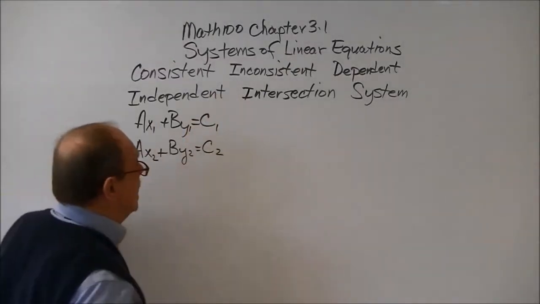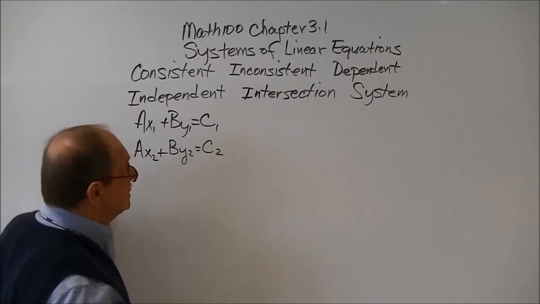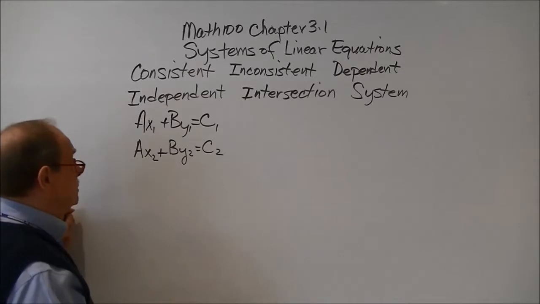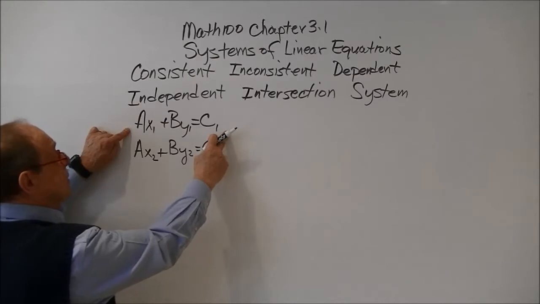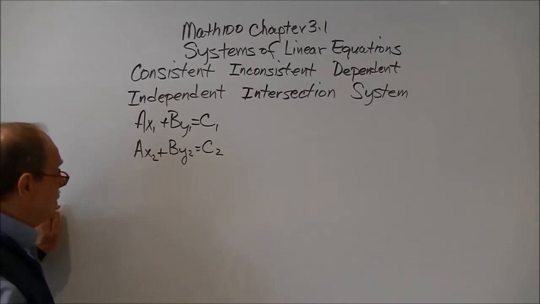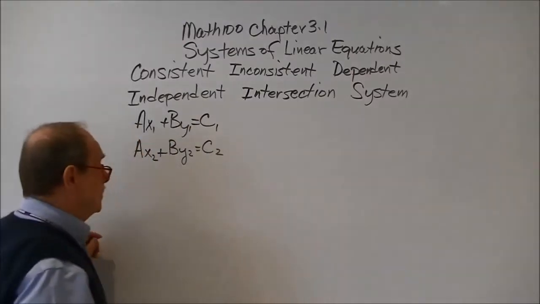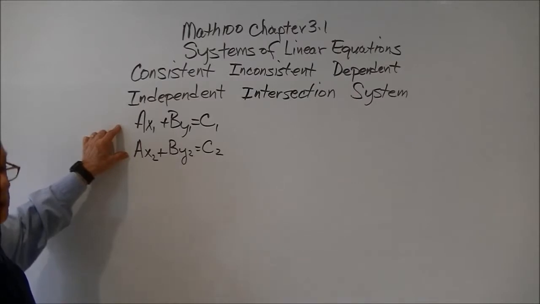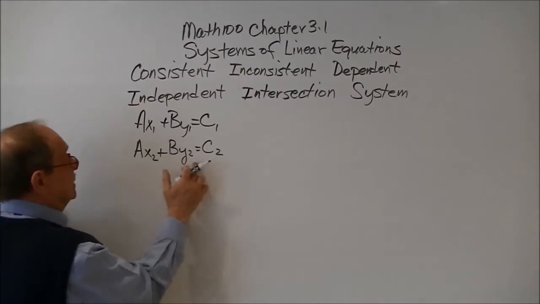Going on now to Chapter 3, Section 1, we're dealing with systems of linear equations. And this leads from Chapter 2, where we did standard form of the linear equation in two variables. And now we're moving into what is called a system of equations, where instead of just having one equation, we have, let's say, two equations. And here, this equation is the sub 1, and this is the sub 2.